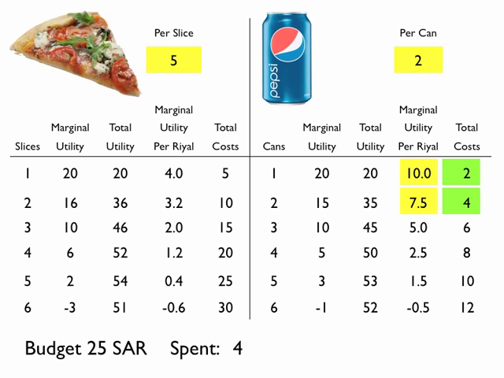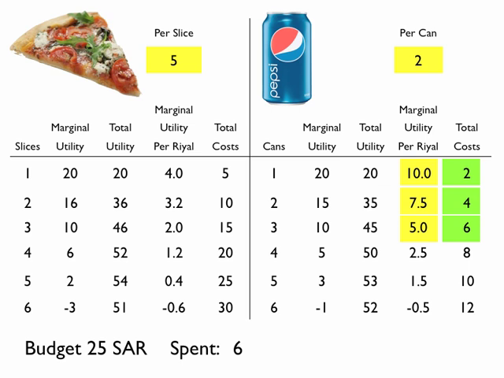The next step would be what? If you said it looked like a third can of soda, you would be correct. We're still getting a higher marginal utility per Riyal from consuming another can of soda versus a slice of pizza. And we've spent 6 Riyals so far.